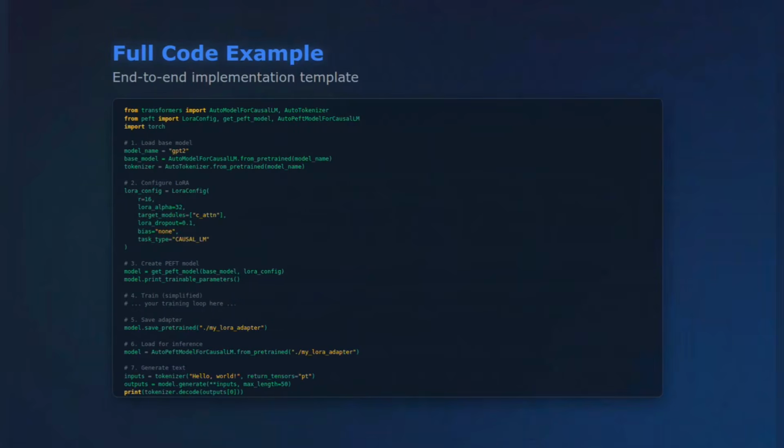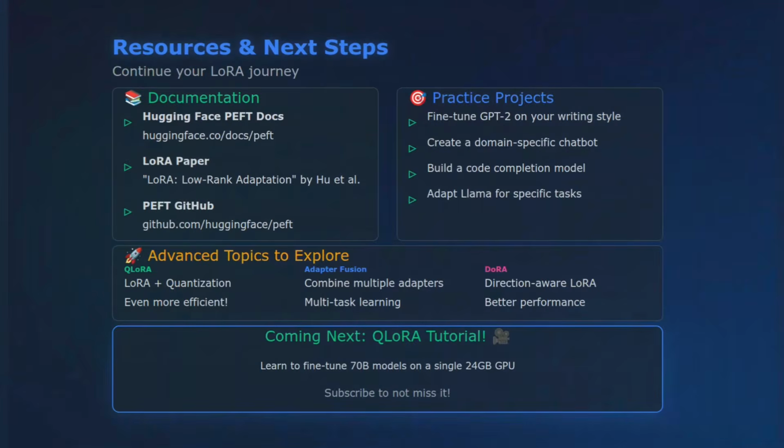Here's a complete code example putting everything together, from loading the model, creating the config, training, saving, loading, and inference. You can use this as a template for your own projects. Just replace the model name, adjust the LoraConfig, and plug in your dataset. I'll put this full code in the video description and on GitHub so you can easily copy and adapt it.